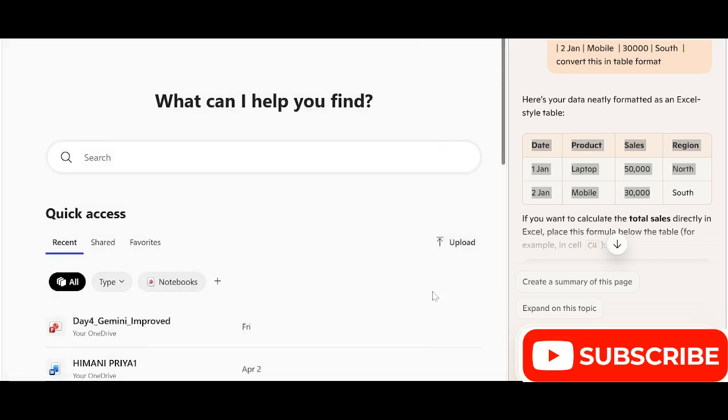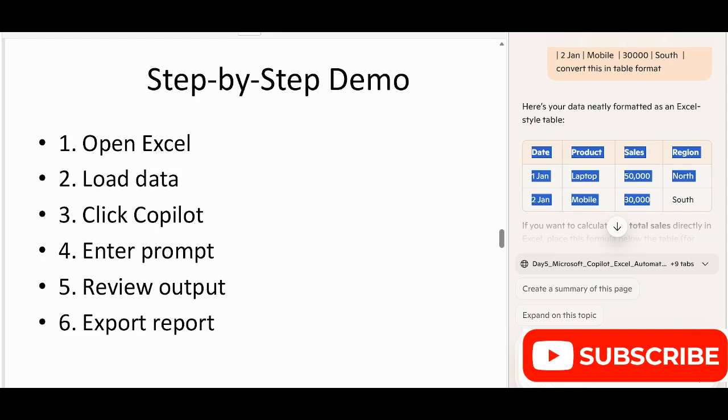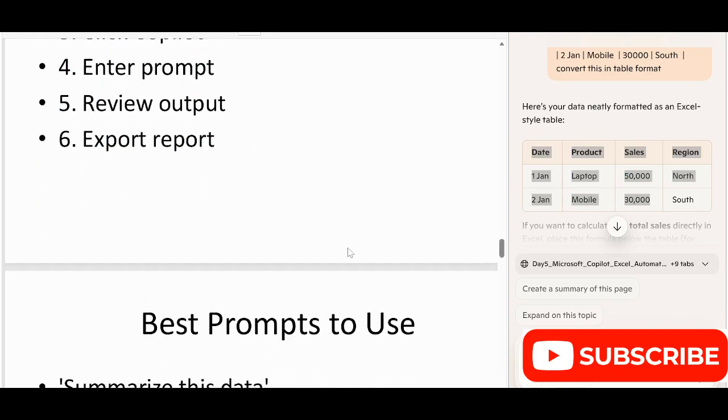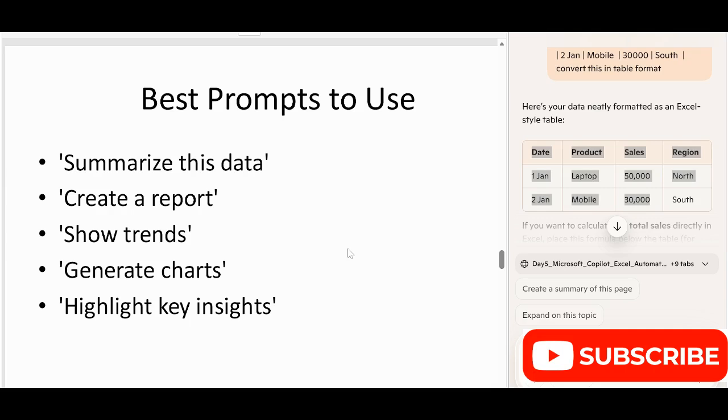So I hope now it's clear. Review output and export result, that I have all shown you. Now the best form to use, like simply you have to write summarize this data. Okay, in this way you have to create a report, like I have just written convert this in table format. So in this way you have to write. Okay, so trends, generate charts, highlight key insights.